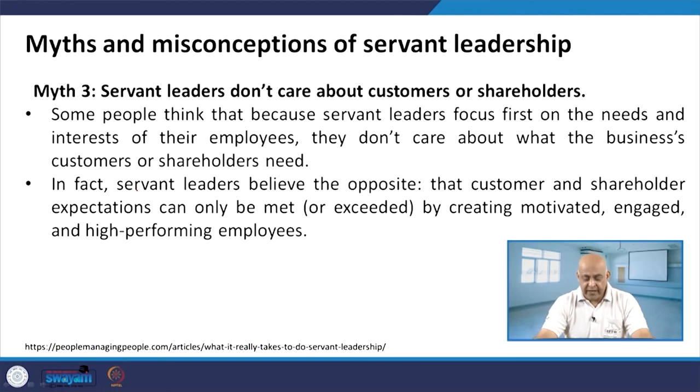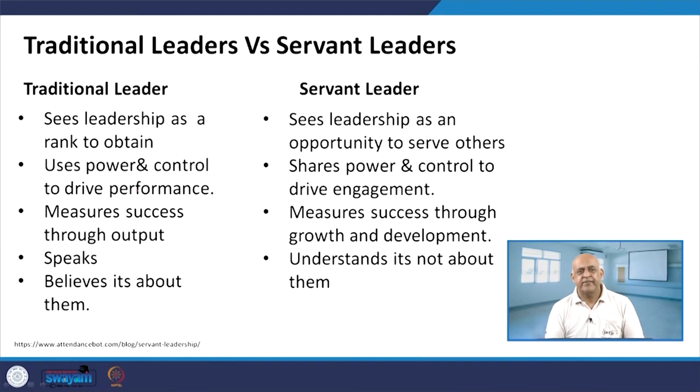So what is required? For customers and shareholders, servant leadership creates motivated and engaged, high performing employees. And motivated, engaged, high performing employees are possible only if you have servant leadership. Traditional leaders use leadership as a rank to obtain, use power and control to drive performance, measure success through output, and believe it is about them.